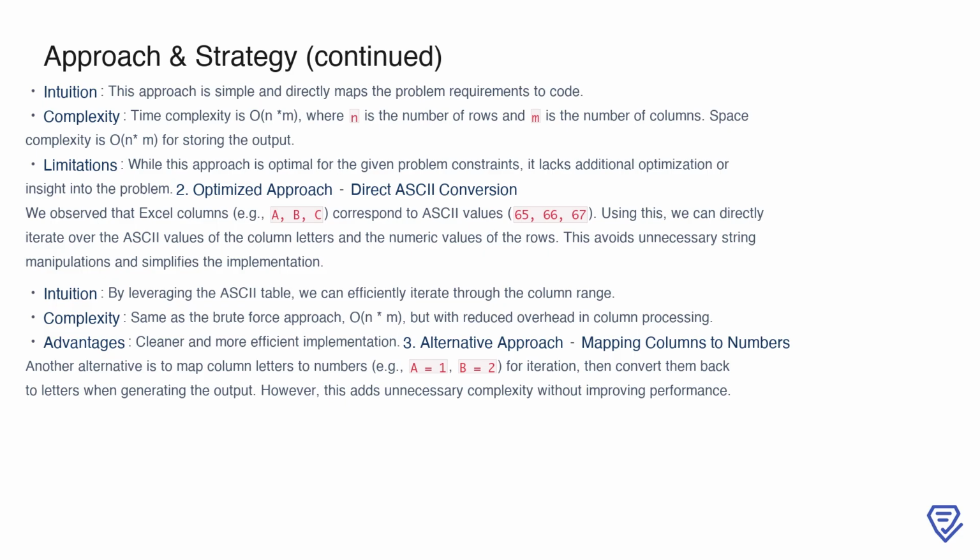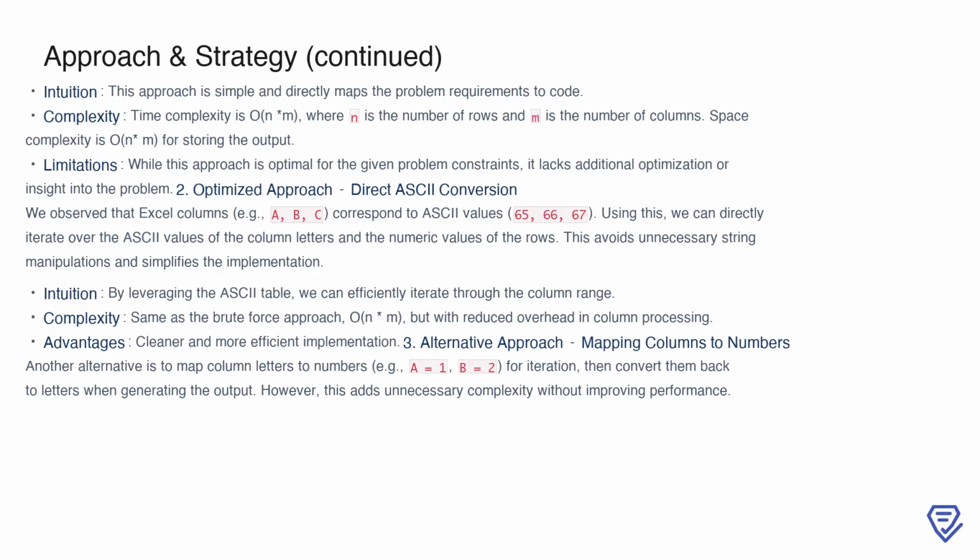In terms of complexity, the time complexity is O(n * m), where n is the number of rows and m is the number of columns in the range. The space complexity is also O(n * m), to store the resulting list of cell references. However, this approach doesn't introduce any additional insights or optimizations.